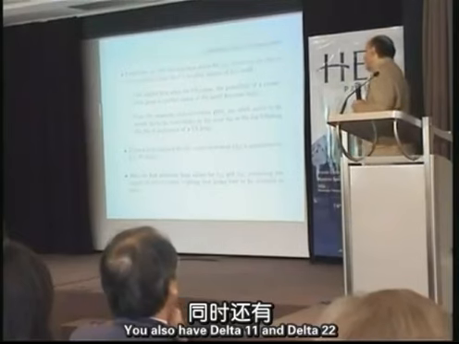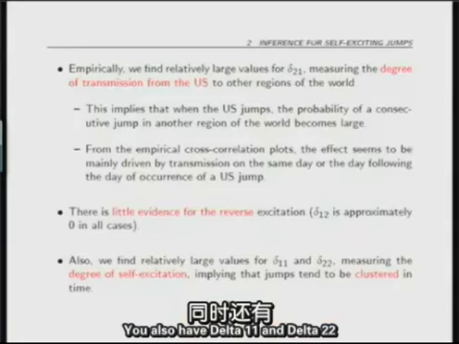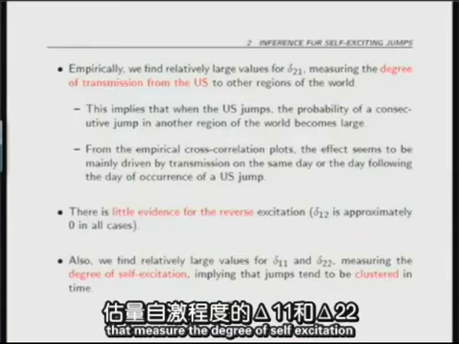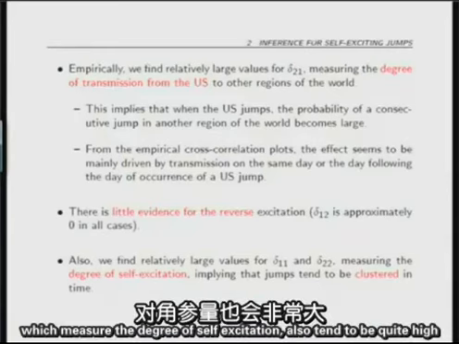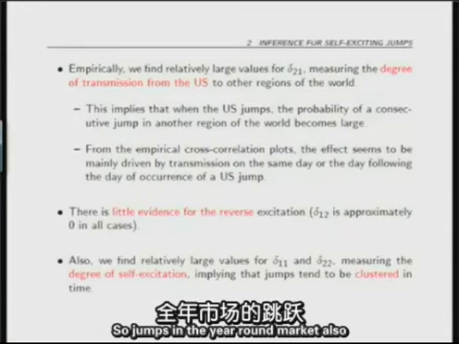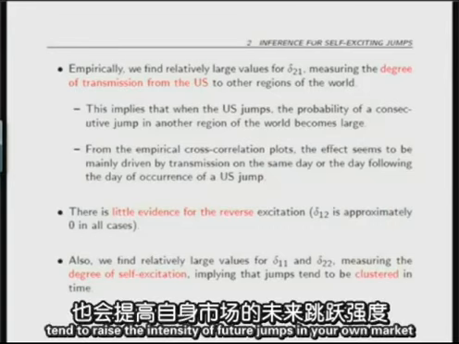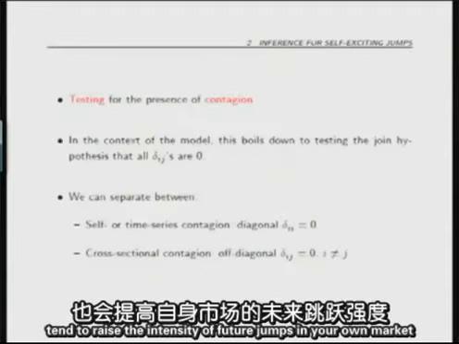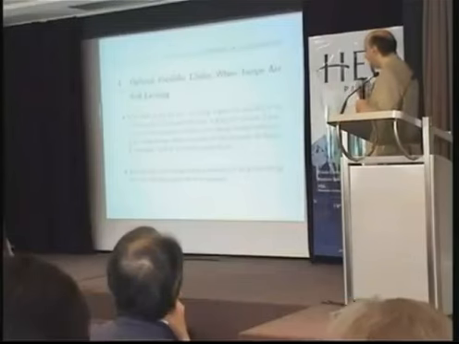You also have delta 1-1 and delta 2-2 that measure the degree of self-excitation. The diagonal parameters, which measure the degree of self-excitation, tend also to be quite high. So jumps in your own market tend to also raise the intensity of future jumps in your own market. Okay, let me skip this.